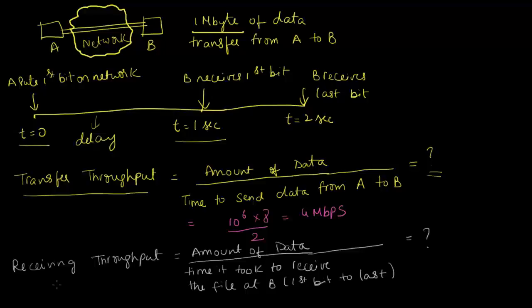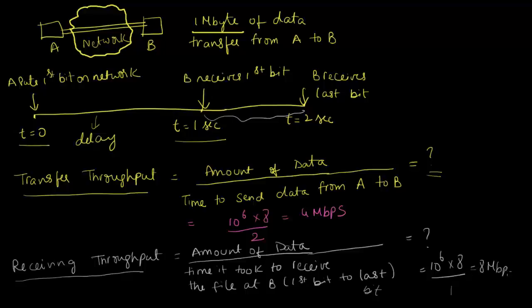Now I could also measure what is called a receiving throughput, which I am defining as the amount of data over the time it took to receive the file at B, from the time it took to receive the first bit to the last bit. Now what do you think this is? This turns out to be again 10 to the power of 6 into 8 bits over only 1 second, because this is what we are measuring. So this turns out to be 8 Mbps.